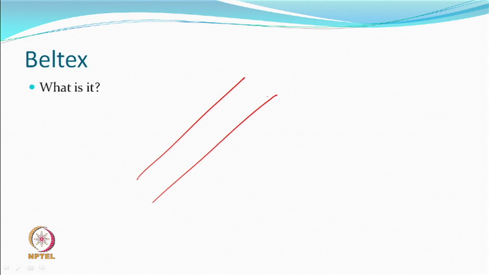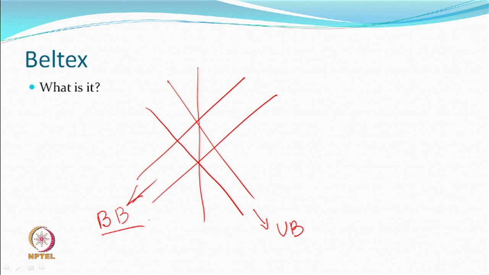So this is a belt. Let's say this is the yarn. And so what we have is, let's say, an upper belt, which is moving on top of the yarn, and there is a bottom belt, which is moving below the yarn. And the yarn is, let's say, moving in this direction. So this is almost creating this type of an environment.